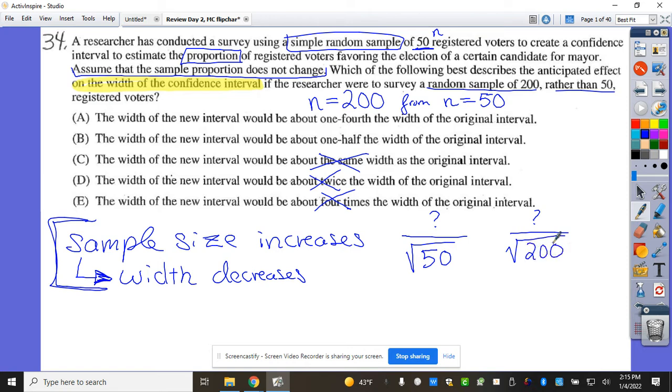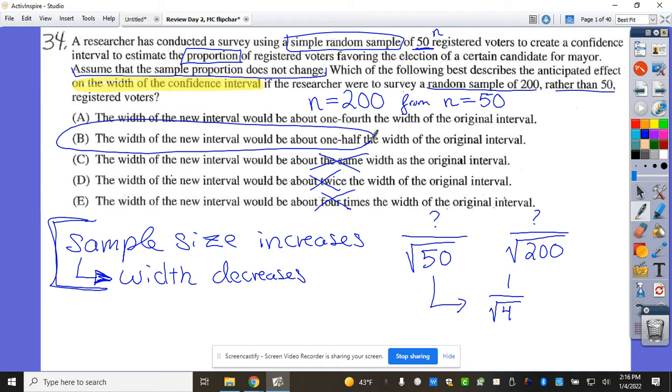Some people are gonna make up a number, put like 1 here and 1 here, and then just see how much it changes. You already said 200 is what in relation to 50? 4 times bigger. So I'm taking this value, 4 times that. Well, what's the square root of 4? 2. So what's the right answer here? B.